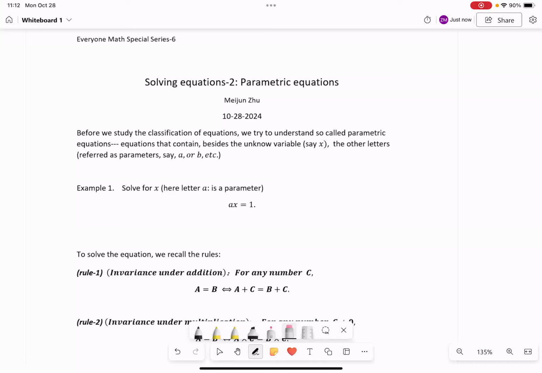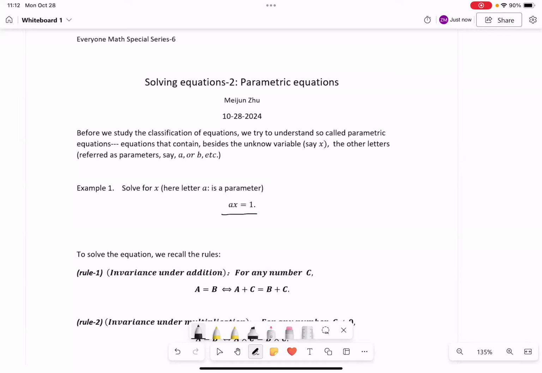Here, a is a parameter, so that ax equals 1. Maybe people want to figure out the background. Why would we solve a so-called parametric equation? Where do they come from? Think about morning jogging. You plan to jog 1 mile every morning, and certainly it depends. You want to think about how long it takes. It certainly depends on the weather, right? So that you can determine your speed.